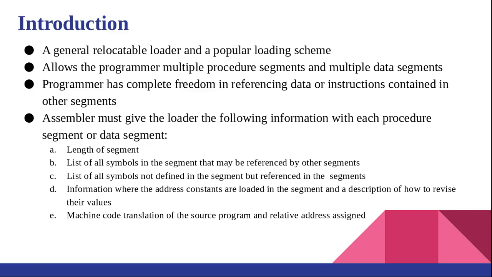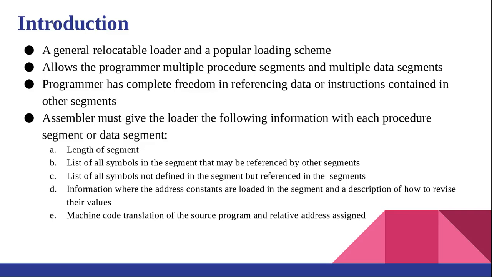We know that the input to the loader is the output of the assembler, that is the object program. When the assembler gives the object program to the loader, the assembler must give the loader the following information with each procedure segment or data segment in this direct linking loading scheme. The first one is the length of the segment.